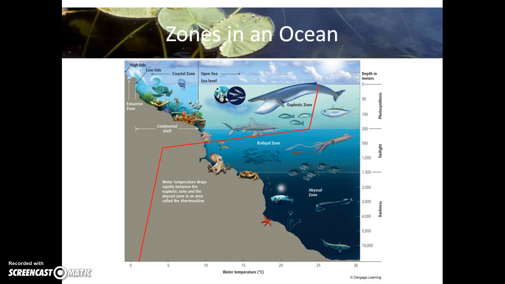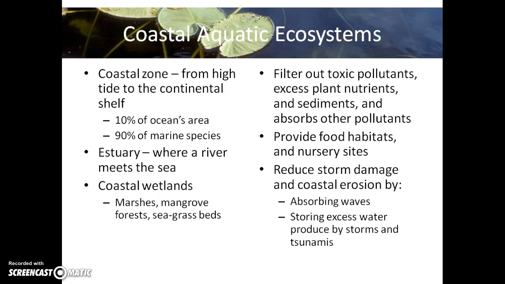The coastal zone consists of the region between the tide and the continental shelf. This area is warm, very nutrient-rich, and relatively shallow water. The coastal zone is where 90% of marine species reside, even though it only accounts for 10% of the ocean's area.